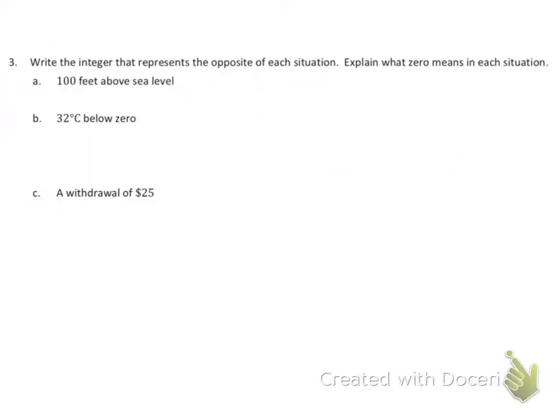Okay, exercise 3. Write the integer that represents the opposite of each situation. So again, the integer is just the number by itself. So don't let this trick you. So we have 100 feet above sea level. The integer I'm working with is 100. Above tells me it's positive. But in this case, it's telling me to write the opposite integer. So the opposite of 100 is negative 100.